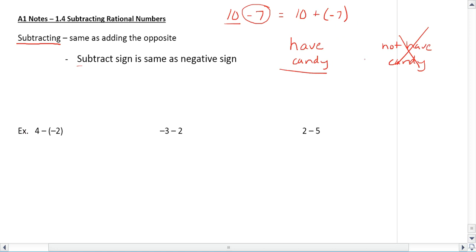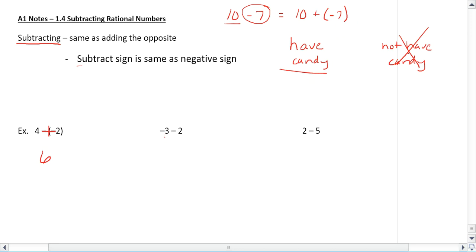So what we learned from this is that a double negative gives us a positive. So when you see these two negative signs, we can just write over the top of them plus, and 4 minus a minus 2 becomes 4 plus 2, which is 6.